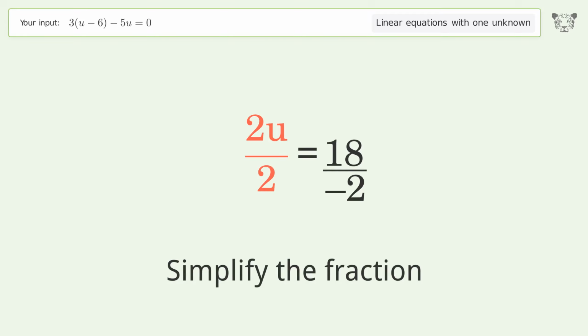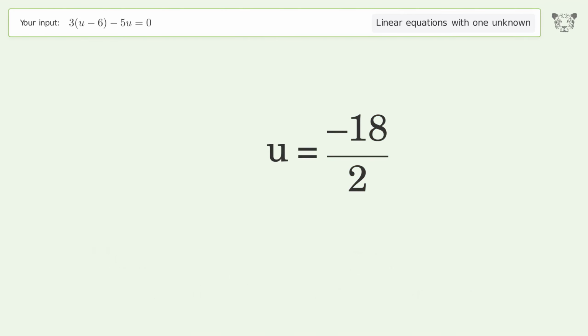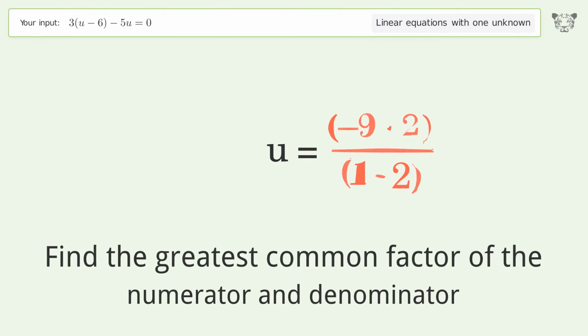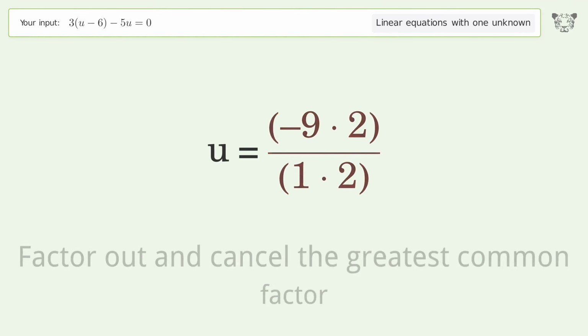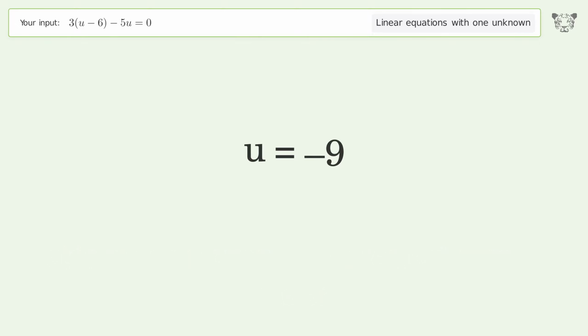Simplify the fraction. Move the negative sign from the denominator to the numerator. Find the greatest common factor of the numerator and denominator. Factor out and cancel the greatest common factor. And so the final result is u equals -9.